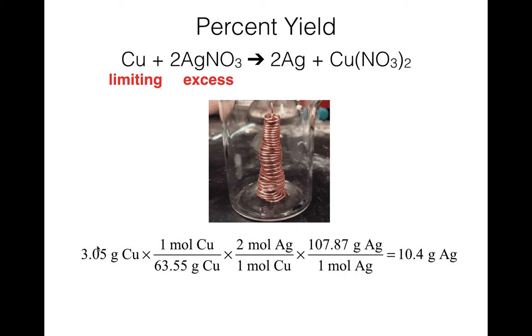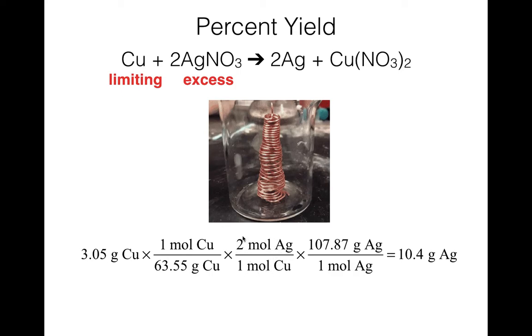So let's say we start with 3.05 grams of copper. That's the mass of the copper wire. We want to figure out the mass of silver that we can produce. So that's a mass to mass conversion. First we convert grams of copper to moles of copper using its molar mass from the periodic table. Then we do a mole to mole conversion, converting moles of copper to moles of silver.